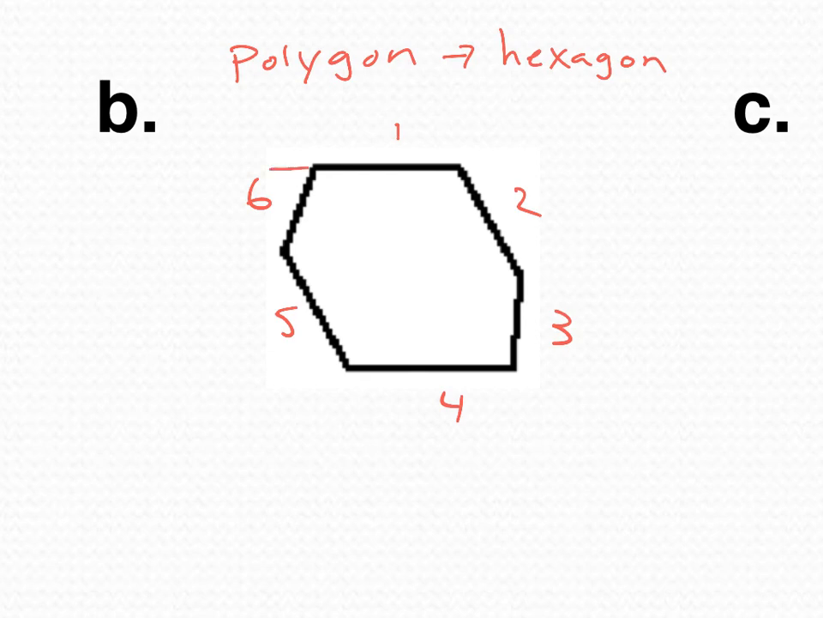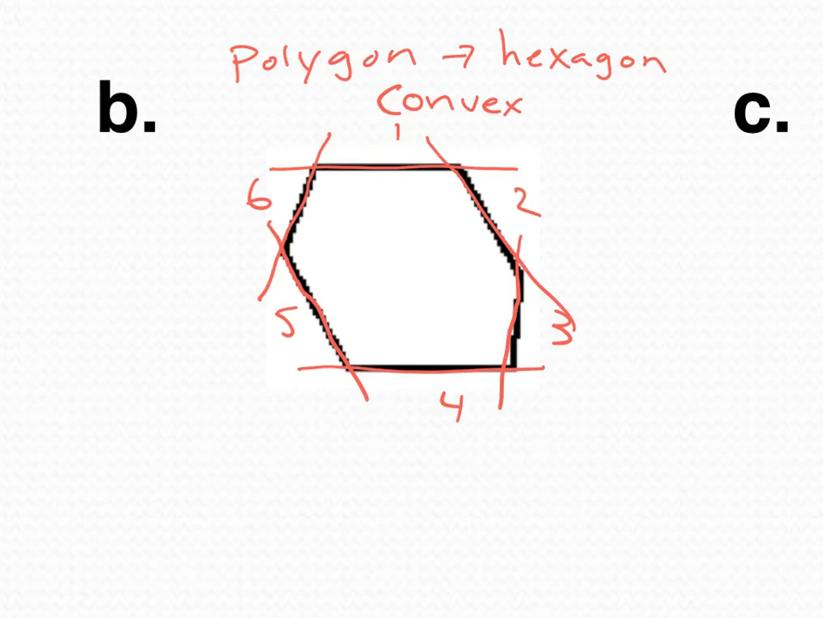It's convex. And if you're not sure, notice that any of these lines, if I were to extend them, would not go through this hexagon here. It would not go through the interior. So this is definitely convex.